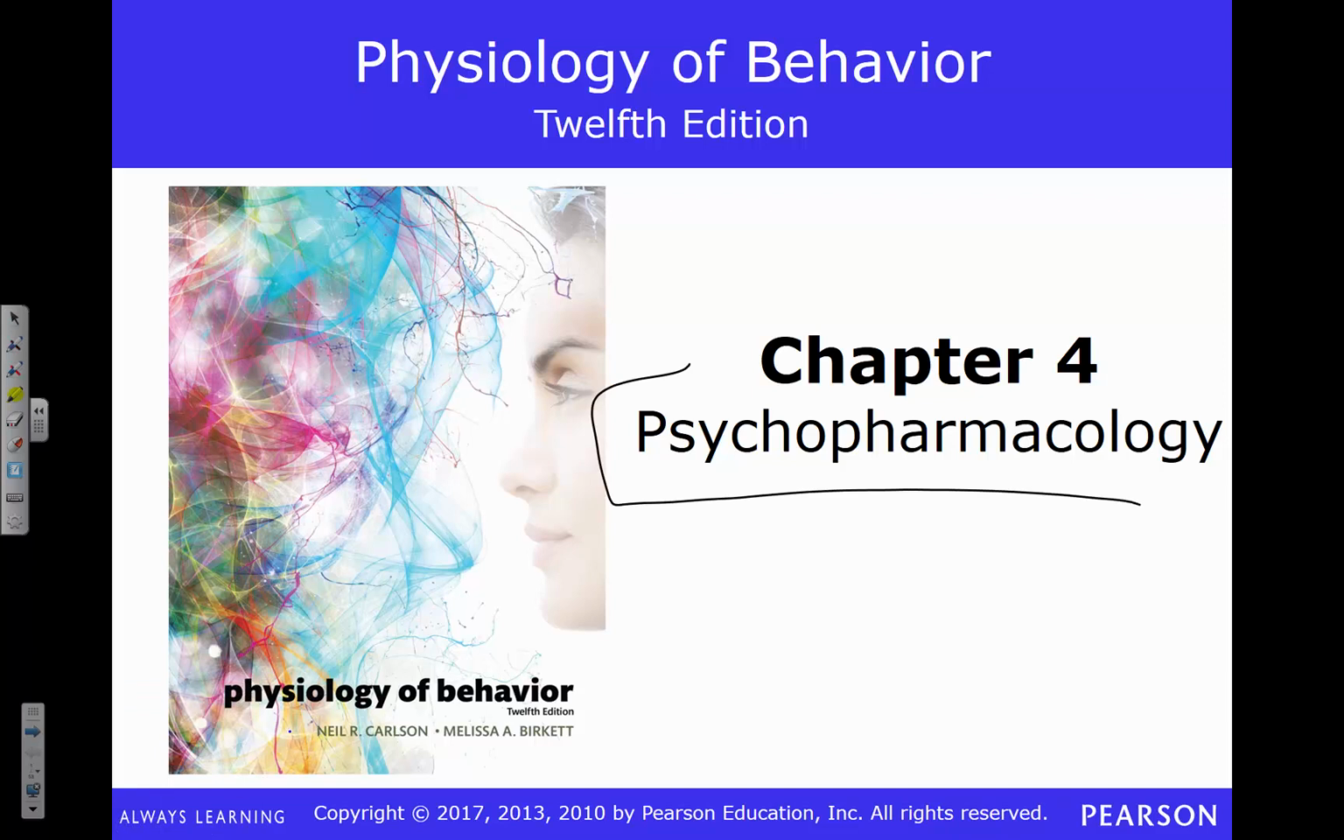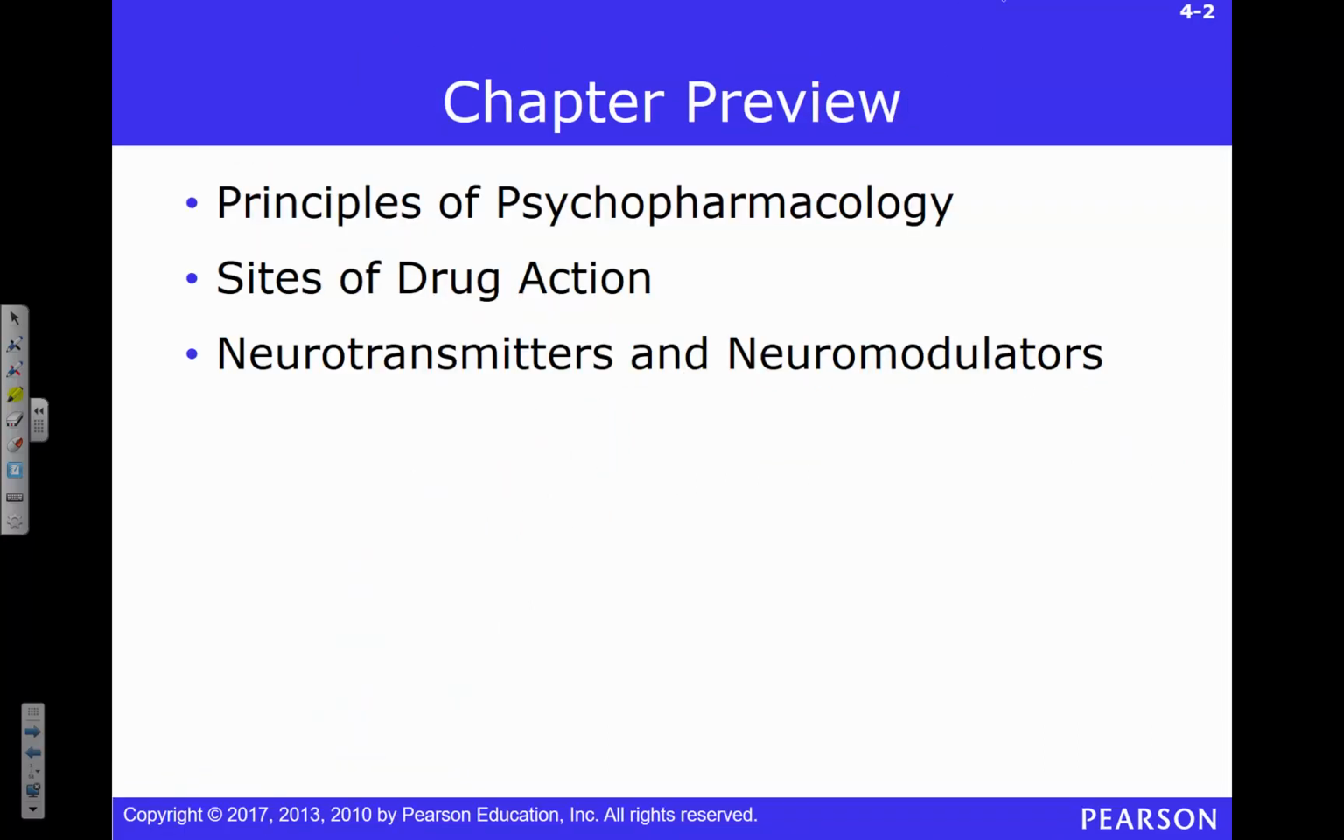This is really going to tie into some of the stuff from Chapter 2. It's still going to be some more subcellular kind of things, right? We're going to be talking about receptors and neurotransmitters and ion channels, and it's really going to be thrilling. We're going to talk again about basics of psychopharmacology, sites of drug action, and neurotransmitters. Briefly, we'll talk about neuromodulators as well, but not as much.